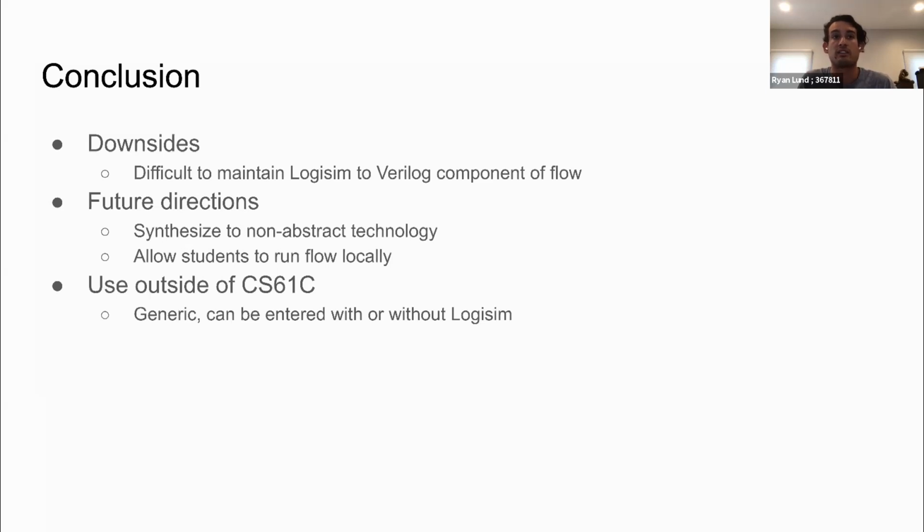And outside of 61C, our flow is very generic. We enter it with or without Logisim. You can just take whatever components you need or want. So if anyone is interested in any single component, feel free to reach out via email. And that is all I have.